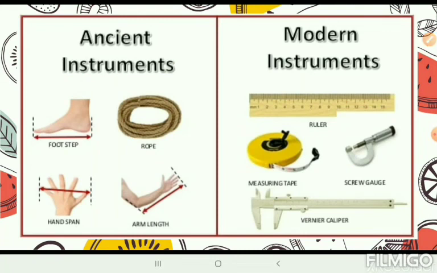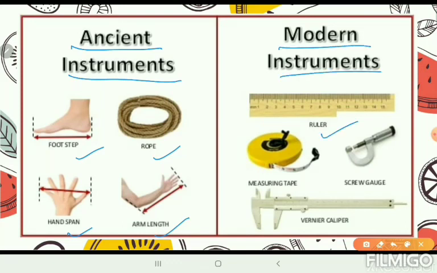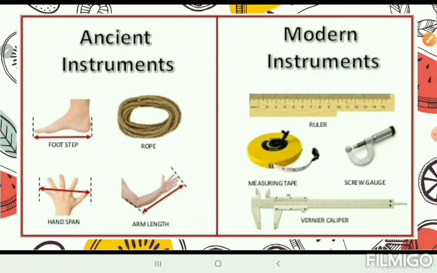Now I just want to give you some additional information. These are the instruments used in ancient times to measure length, like footstep, rope, handspan, arm length. These all, in modern instruments, are like ruler, measuring tape, screw gauge, vernier caliper. This is just for your extra knowledge.